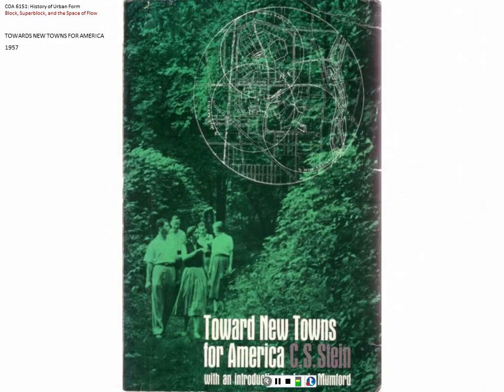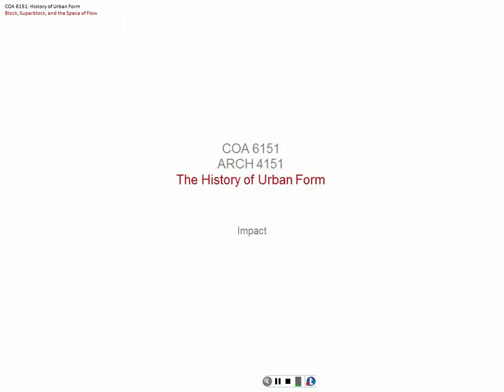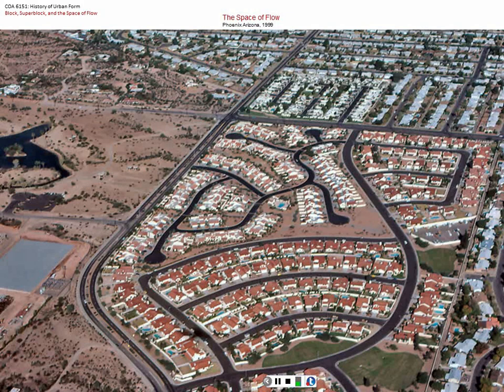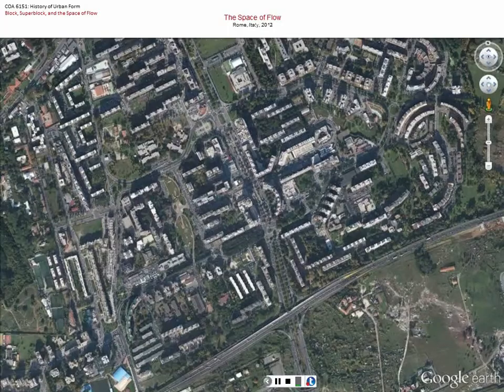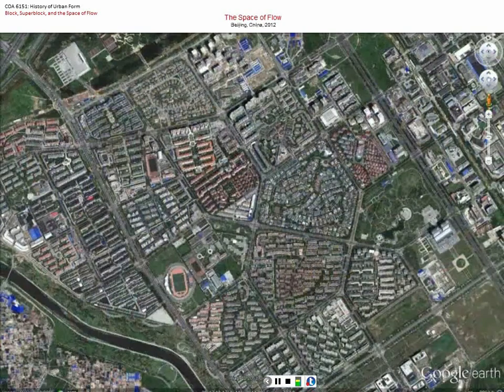All of this is laid down then in this book, Towards New Towns for America. And the impact, all you have to do is take a flight to the West Coast and look out the window to see the impact of this across the American landscape. Almost done. Not just there, this is actually Rome, Italy. Beijing.